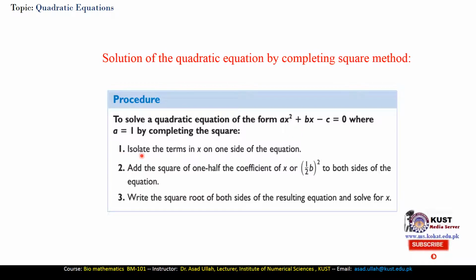In step 1, isolate the terms in x on one side of the quadratic equation. Step 2, add the square of 1/2 of the coefficient of x. That is, add (1/2 b) whole square on both sides of the equation. In step 3, take the square root of both sides of the resulting equation and then solve for x.